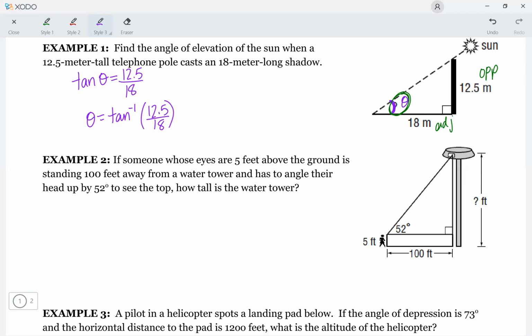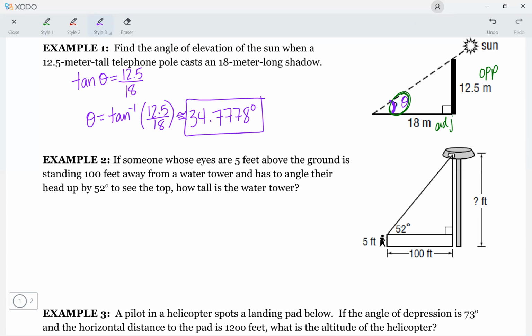All right, tan inverse of 12.5 over 18. I plug that in and I'm going to get approximately 34.7778 degrees. So that is my angle of elevation, how much somebody would have to tilt their head up to see the top of the telephone pole if they were standing at the edge of the shadow.